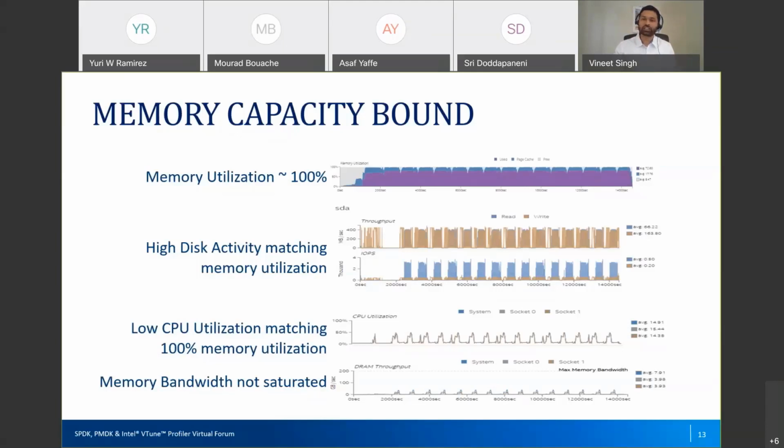So all those things combined together tell you that there is swapping happening because you don't have enough capacity on your system, and memory bandwidth is not saturated in those execution windows. All these graphs are from Platform Profiler, and if you are able to collect Platform Profiler data and run these steps, you will know if your application is memory capacity bound.